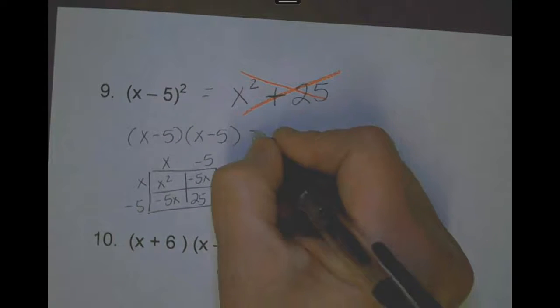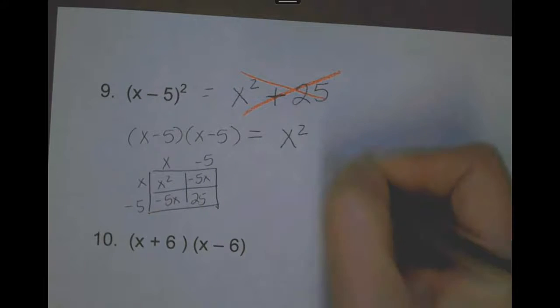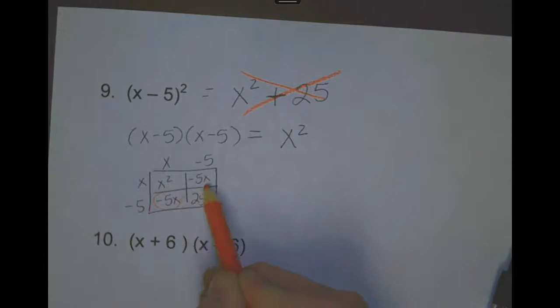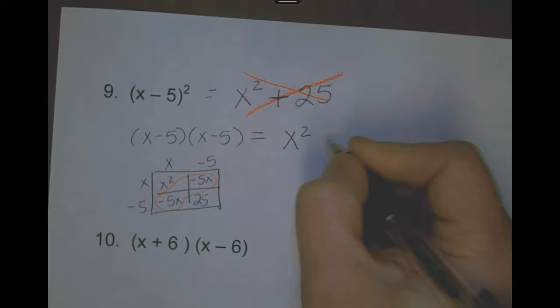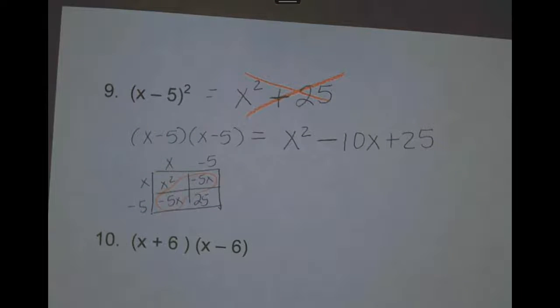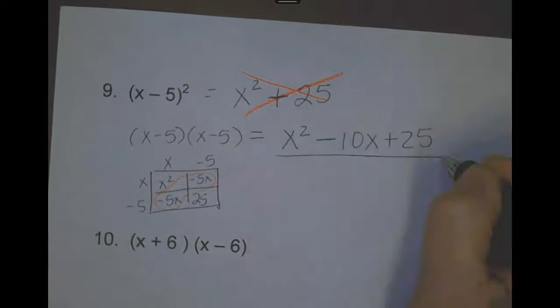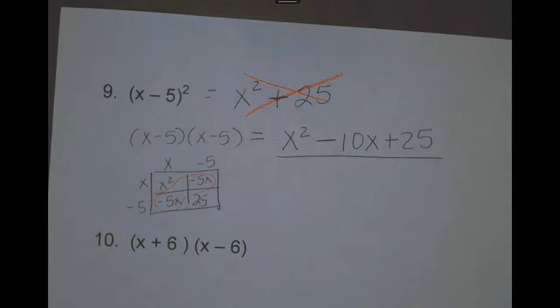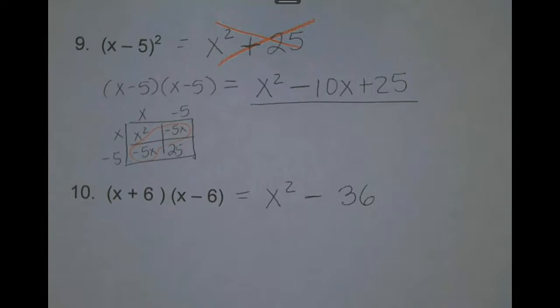When you multiply it out with a box problem or FOIL and combine these like terms, that's what you get for the answer. Would you please multiply problem number 10? Is that what you got for problem number 10? What happened to the 6x? You had a positive 6x and a negative 6x, and that canceled each other out.